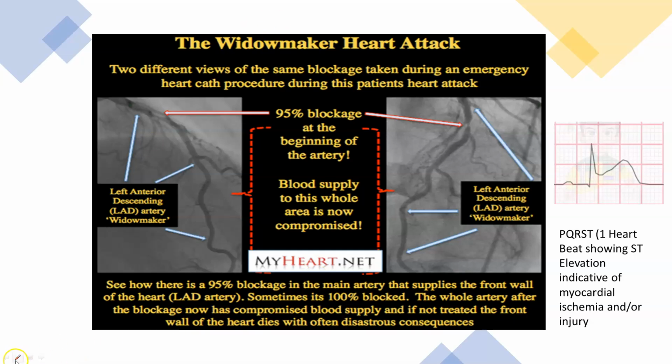So here's exactly what we were talking about. This does a really good job. Up here we see that you have this 95% blockage. And over here we see a better picture of it. But it also does a really good job of showing you all of this collateral circulation that your heart is trying to use to compensate for this area of occlusion to get blood flow down to the left anterior descending. And yes, this is the one that they call the widowmaker.